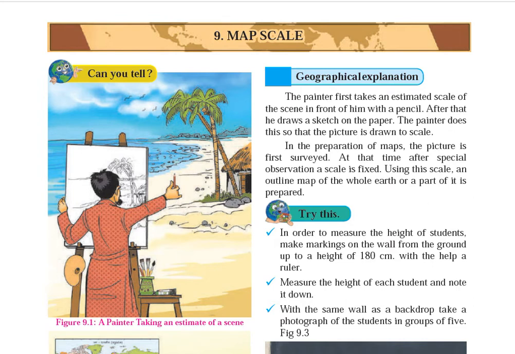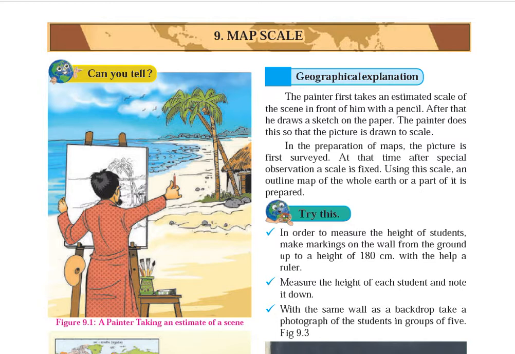Hello students, today we have got geography class. Last time we did a lesson, map scale. It's on your page number 60, lesson number 9. Last time we saw what is a map scale, how to draw a map and what is the distance of the map scale. Today come to page number 62.